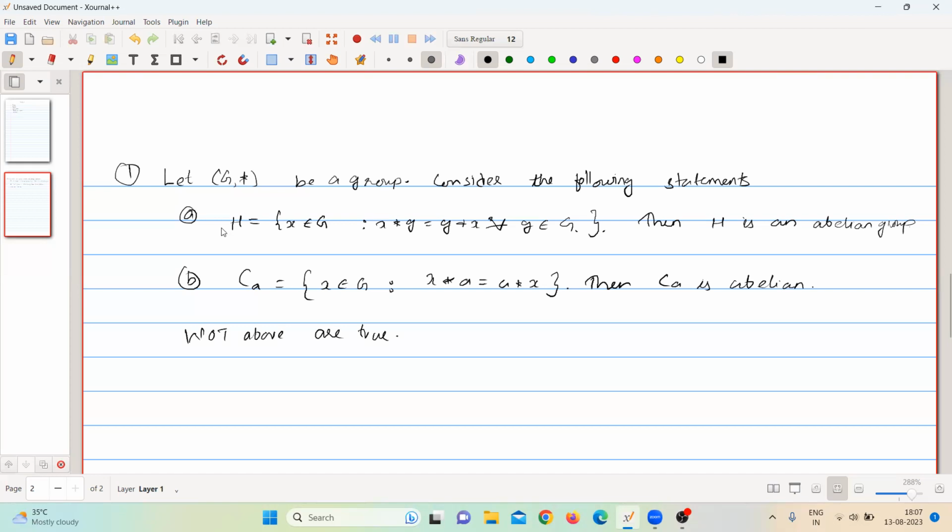We have two subgroups of the group G. I think in the class, sir already covered these sections. That is the subgroup H and subgroup C(a). He has already defined them, so you know already what is the name of these groups H and C(a). So the question is whether H is an abelian subgroup and whether C(a) is an abelian subgroup. Can anyone answer?